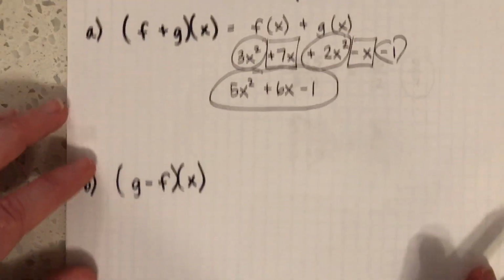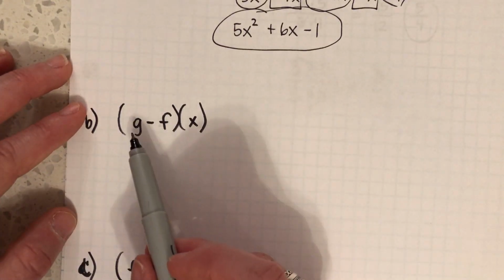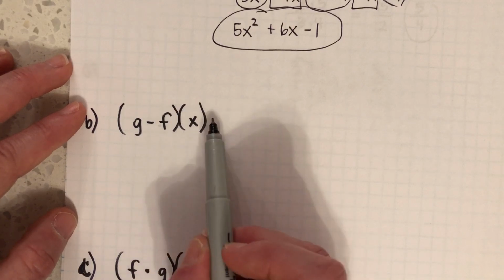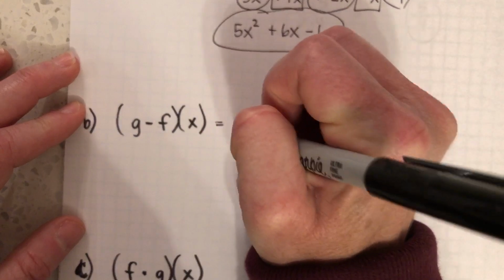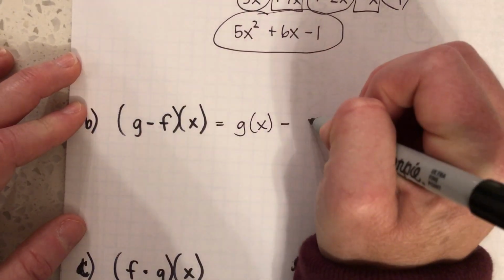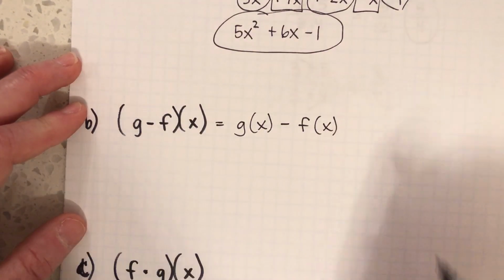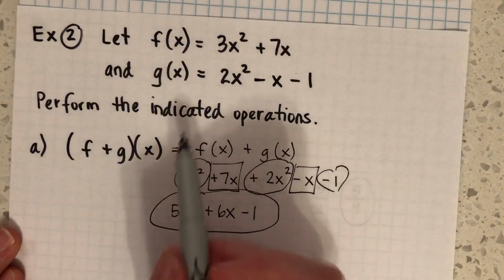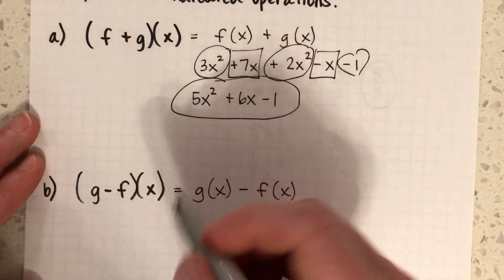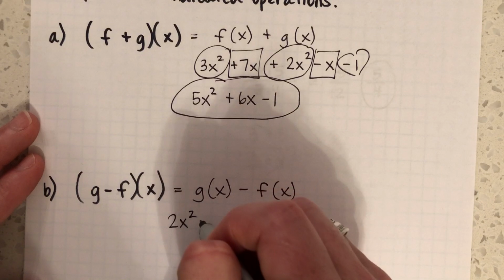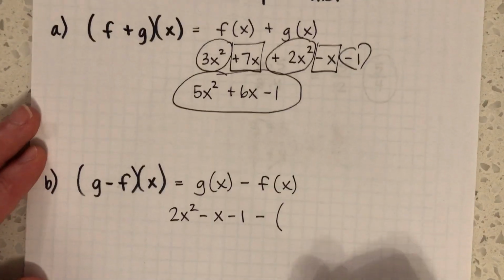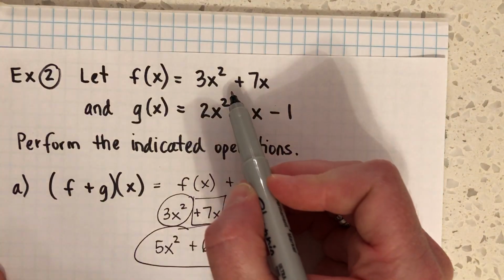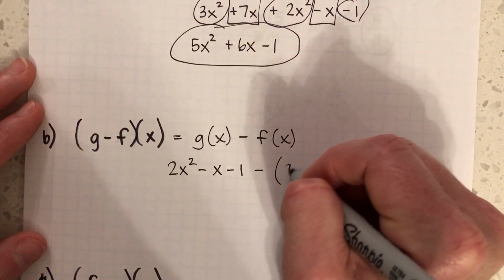Okay? Well, look here, be careful, because now they've asked you to find g minus f of x. The order does matter. So now they want me to literally find g of x, subtract all of f of x. All right, so go get g of x. G of x was this one right here, 2x squared minus x minus 1. And now I have to subtract all of f of x, which was 3x squared plus 7x.